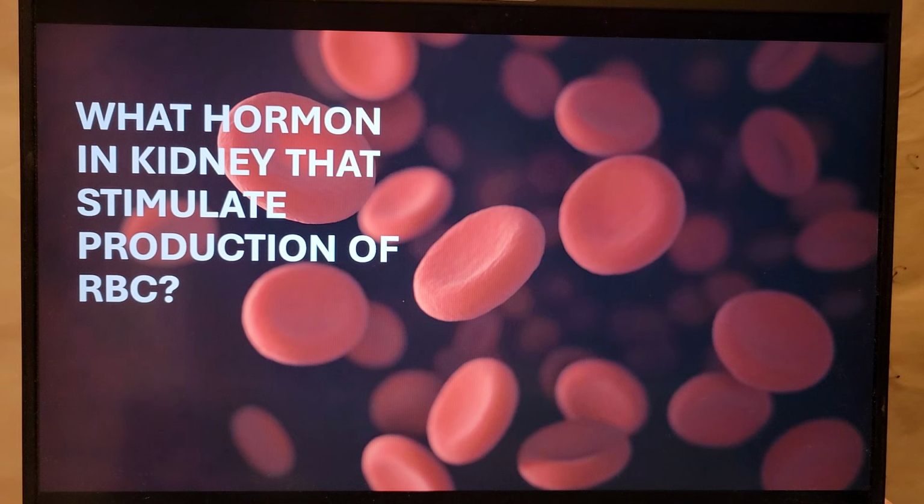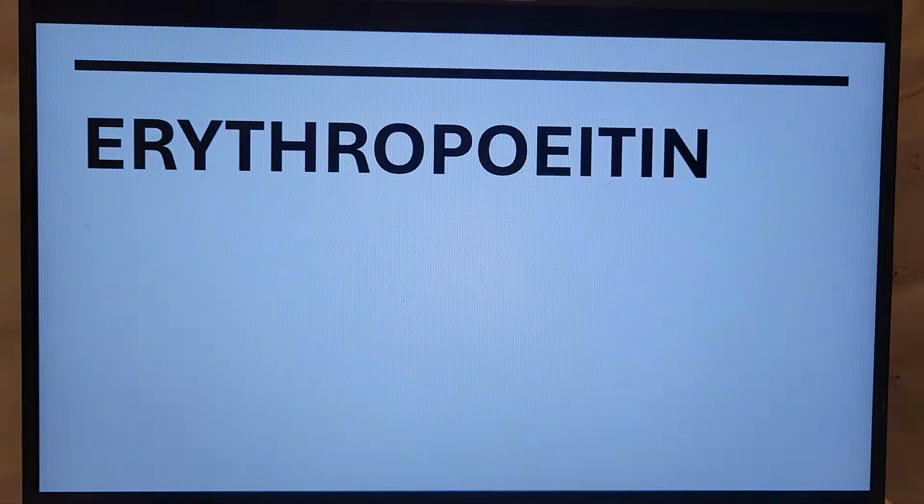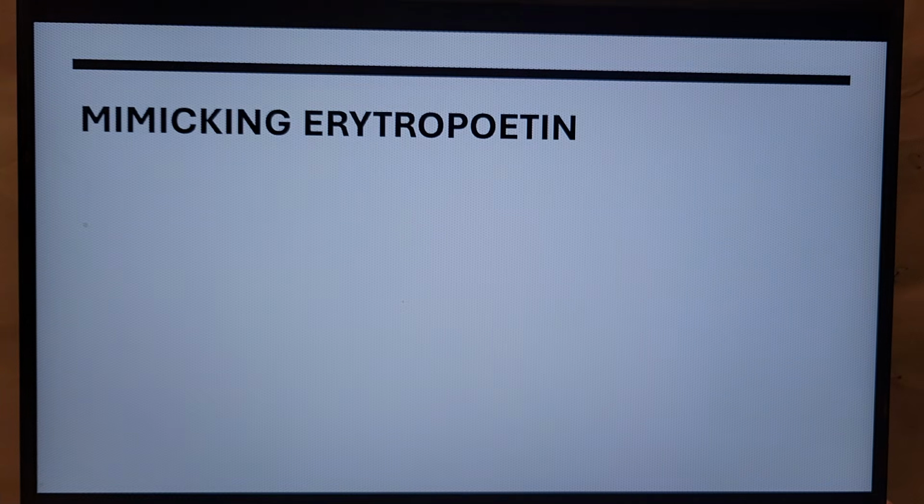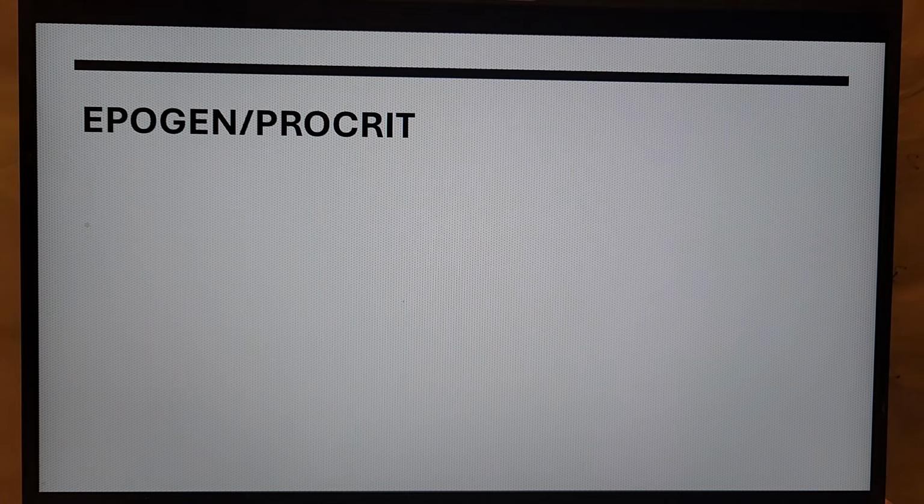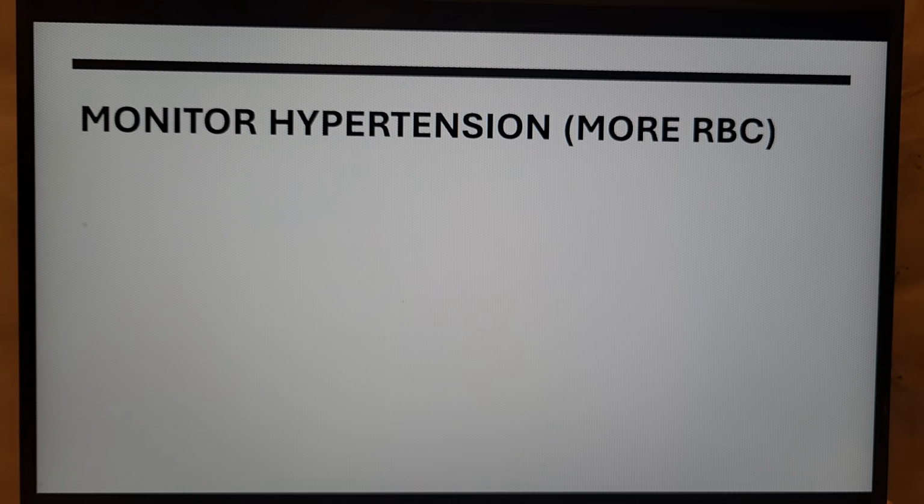What hormone in the kidney stimulates production of RBC? That's your erythropoietin. What medication mimics erythropoietin? That's your Epogen, Procrit, right? But be careful, if you give somebody Epogen, they will make more blood, maybe too much. When they make too much, it will cause hypertension. So monitor for hypertension, it will not be hypotension, because they make more blood.